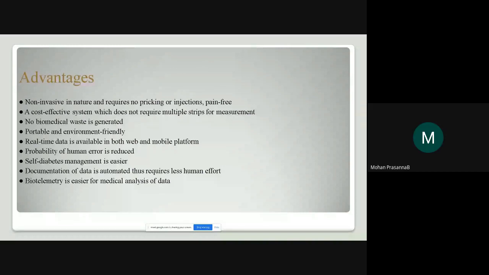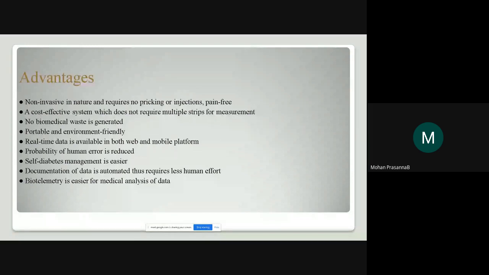The advantages of our project are it is non-invasive in nature and requires no pricking or injections, and it is pain-free. A cost-effective system which does not require multiple steps for measurement. No biomedical waste is generated. Portable and environmentally friendly. Real-time data is available on both web and mobile platforms.